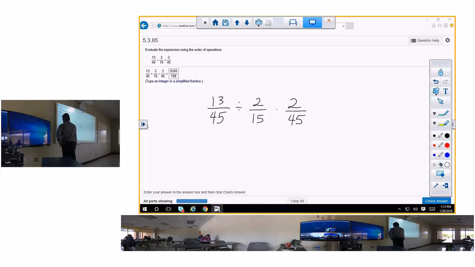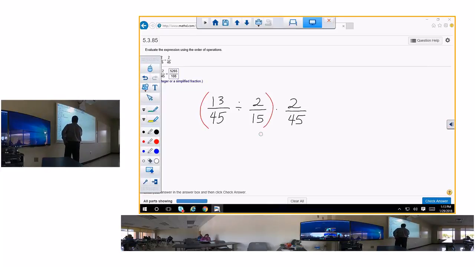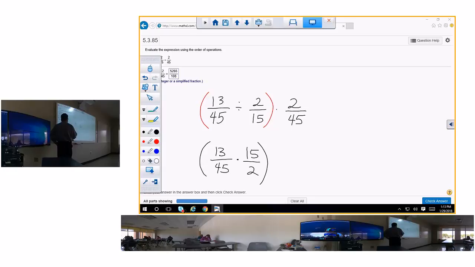I'm going to take my red marker and put this in parentheses. So what do you do here? Somebody tell me what you do. Okay, I couldn't hear you. You keep 13 over 45, multiply it by 15 over 2. Good. By the reciprocal. 13 over 45 multiplied by 15 over 2. Oh my goodness, look at that. You can cancel. Couldn't cancel before, now you can. So I'm going to take my blue marker and cancel 15 once. 15 is 3 times 5.